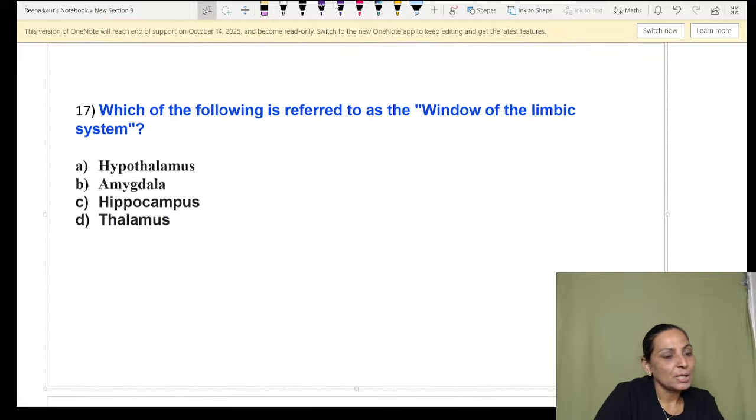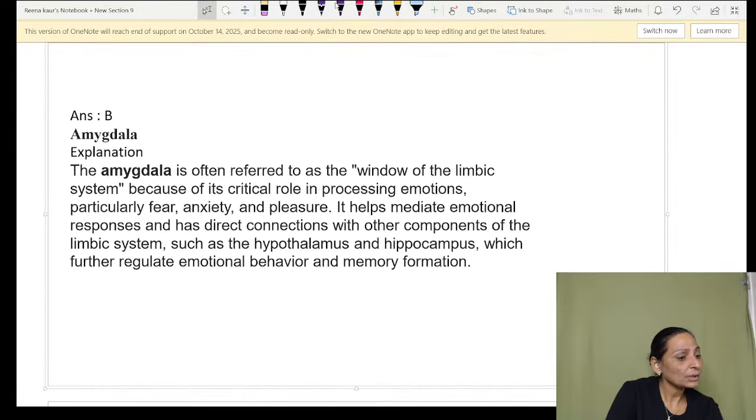Now, which of the following is called the window of the limbic system? Hypothalamus, amygdala, hippocampus, or thalamus? So the correct answer is that the amygdala is supposed to be the window of the limbic system.